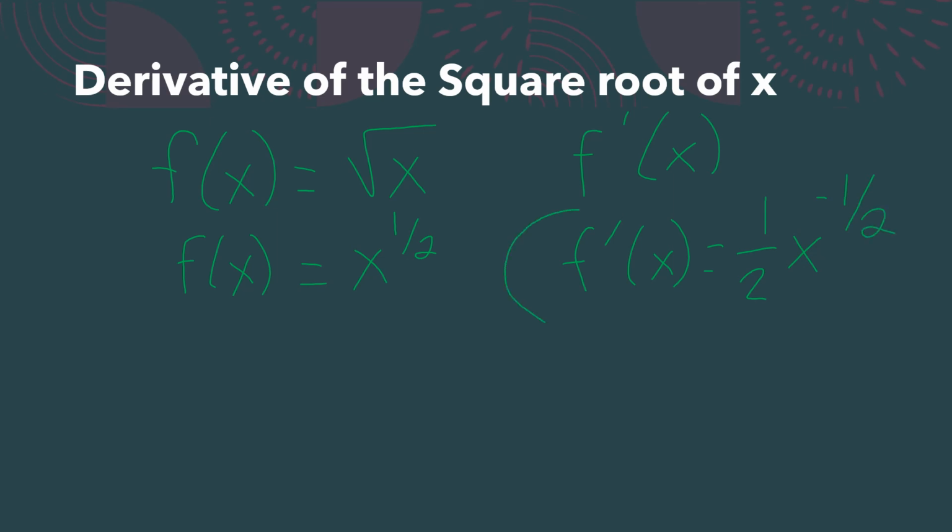And that is totally fine as an answer. But if we wanted to get it back as a root function, x to the negative 1/2 is 1 over the square root of x. And then since this is 1/2, we can rewrite this as 1 over 2 times the square root of x. So that's another way to write f prime, just rewriting it like that. So that's the best way, I would say, to find the derivative of the square root of x.